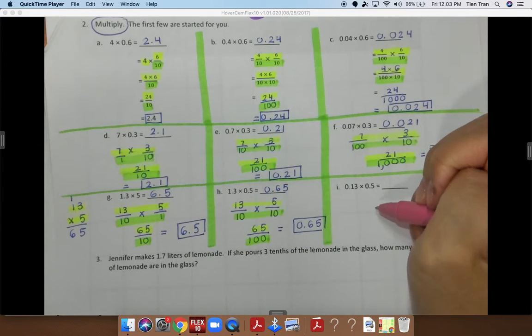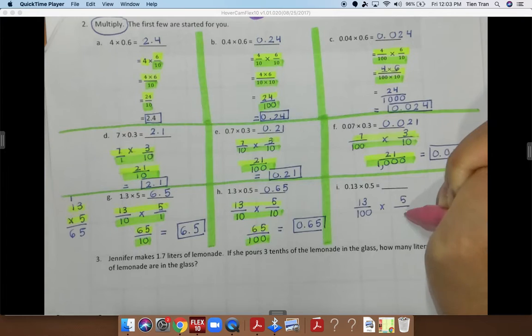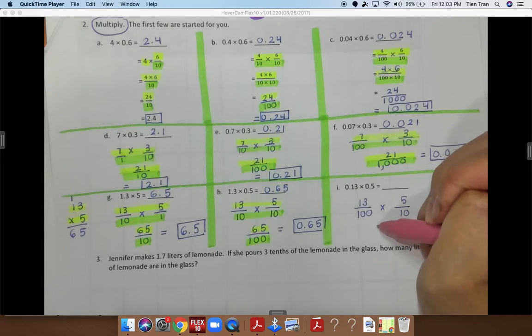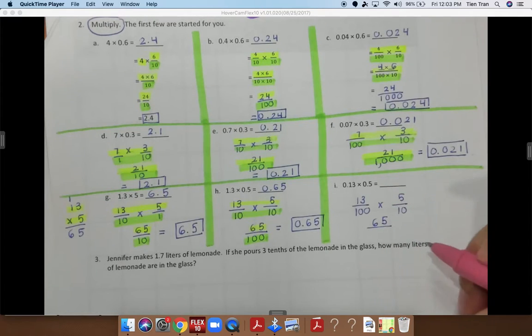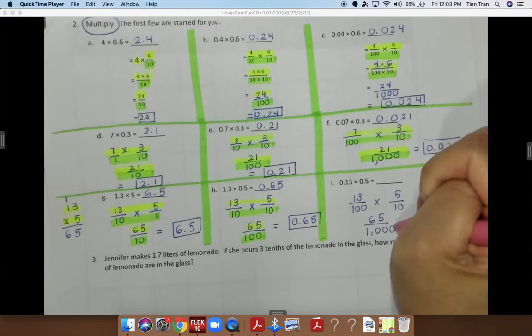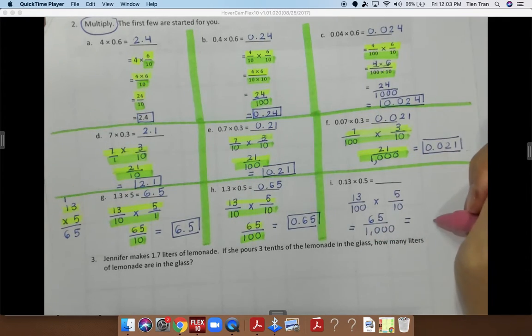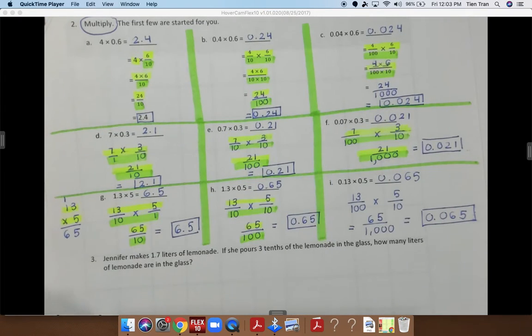Now, over here we have 13 hundredths times 5 tenths. And again, we already multiplied 13 times 5 earlier, which gave us 65, so I'm writing down 65. And 100 times 10 is going to give us 1,000. So that is the final answer. Oh wait, I need to write in decimal form. 65 thousandths. So 0.065, 65 thousandths. I'm going to make sure to highlight that so you can see it more clearly.